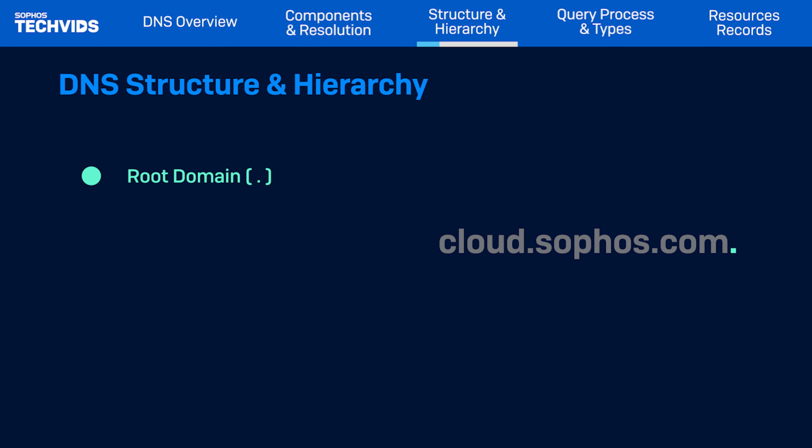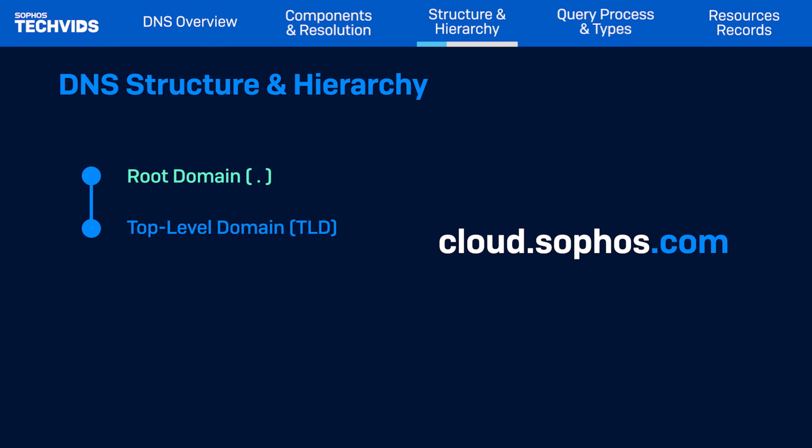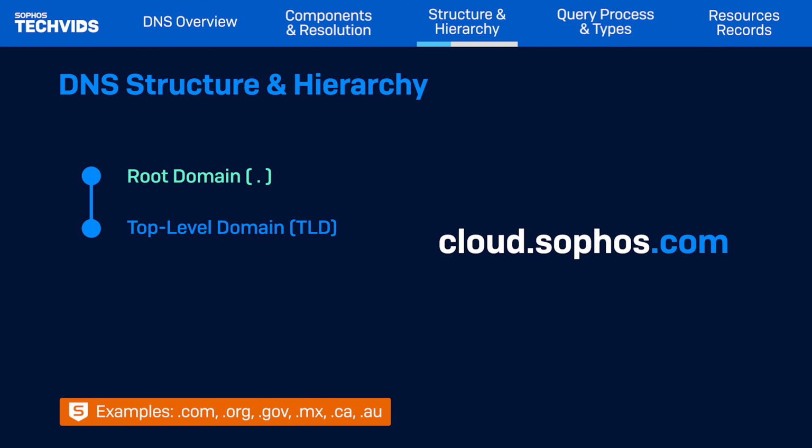At the top of the hierarchy is the root domain, represented by a dot. This isn't part of any specific top level and serves as the starting point for the DNS resolution process. The next level is the top-level domain, or TLD. TLDs appear at the end of domain names. They can be generic, like .com, .org, or .gov, or represent a specific country, such as .mx, .ca, or .au. These are known as country code TLDs or ccTLDs.